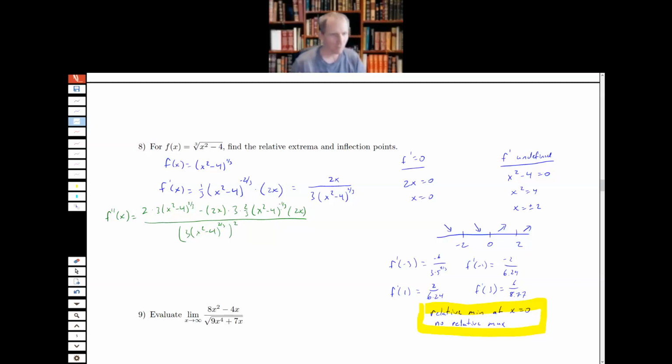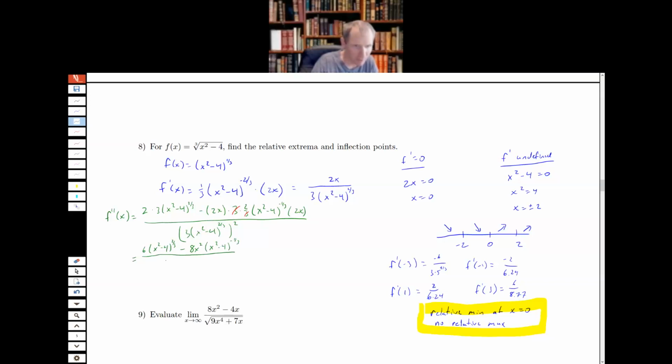Okay, so I think it's going to be helpful to simplify this a little bit. So I'm going to go ahead and simplify. Okay, so 2 times 3 is 6. And then I have an x squared minus 4 to the 2/3 power. And then I have minus, okay, this 3 and divided by 3 cancel. I have 2x times 2 times 2x will give me 8x squared. And then I have x squared minus 4 to the negative 1/3 power.